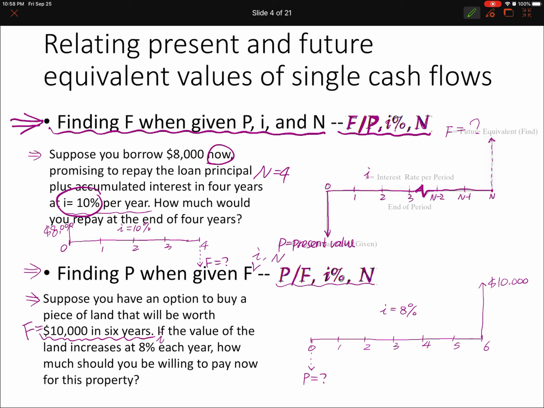And then we talk about how do we calculate a future value given a present value, and how do we calculate a present value given a future value. By saying finding future value when given a present value, what we mean is to find the equivalent future value of the given present value. Okay? So we always use the concept of equivalence.